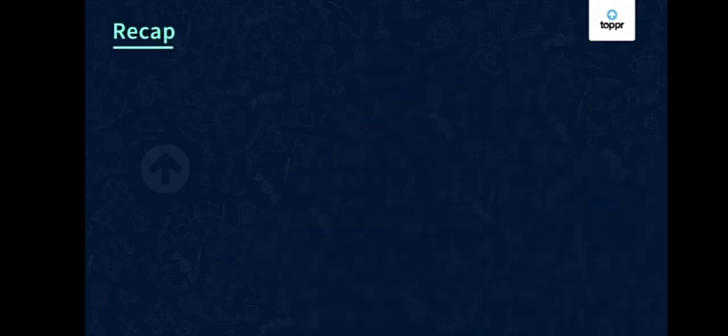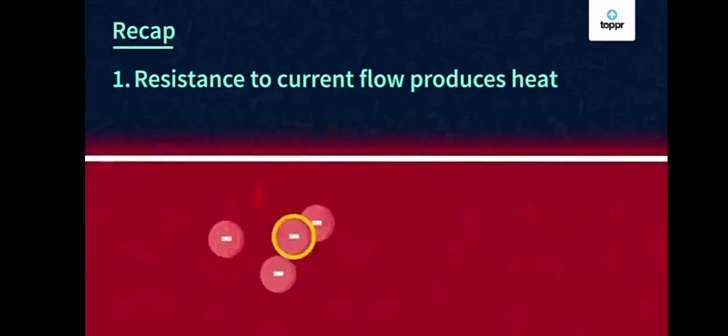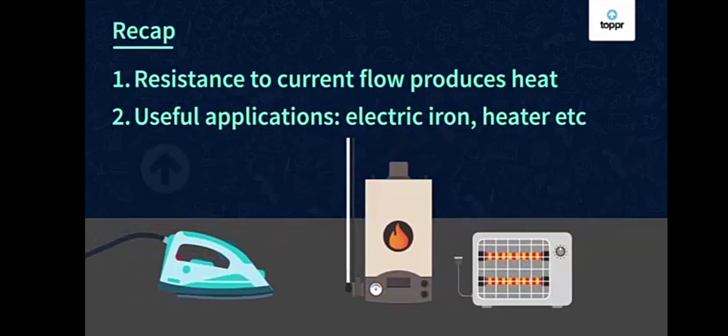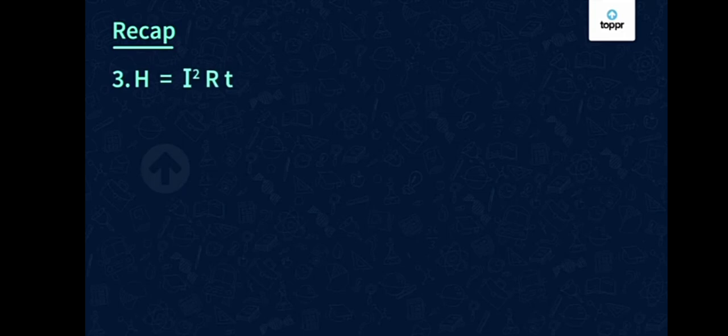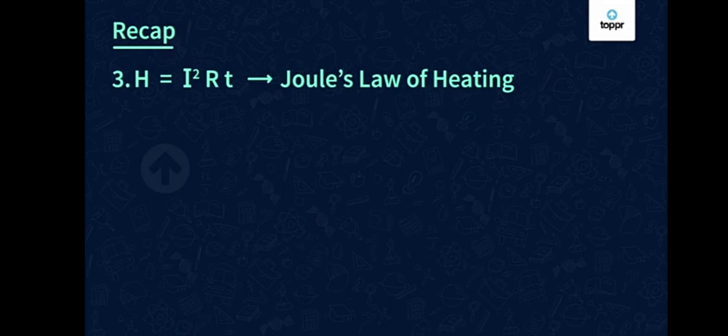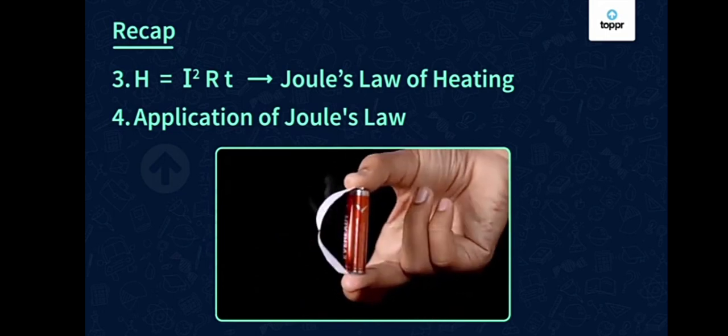Now, let's recall what we've learned. We first saw that resistance to current flow produces heat. We saw some useful applications of this. This heat produced is given by H is equal to I squared R t. This relation is called Joule's law of heating. Using this Joule's law of heating, we also understood why the wrapper started burning from a specific spot in our experiment. That's all for now.